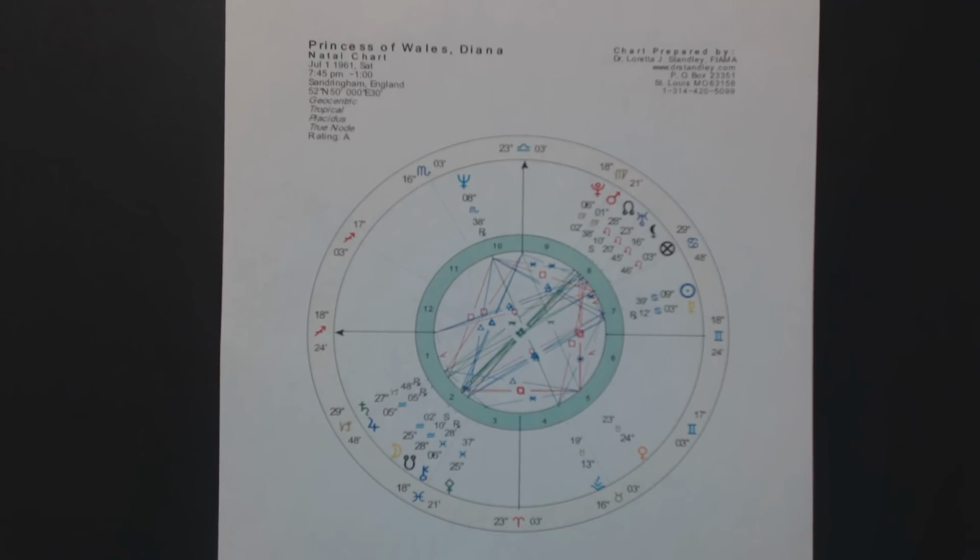Every single chart has 12 houses, and I've marked them all right here in green. They're always in this order. They're always in the same place. They never change. They always begin with the first house here and the 12th house there, always and forever.